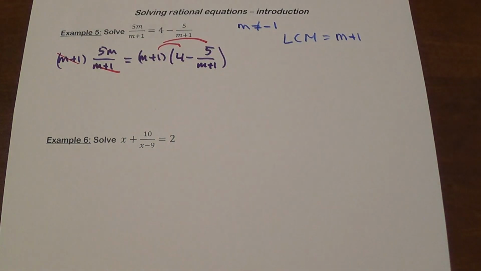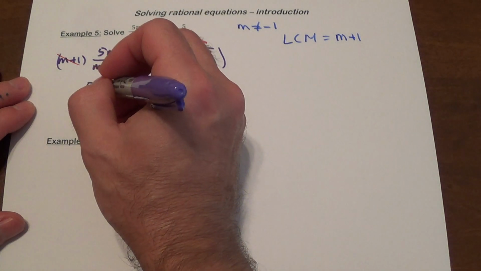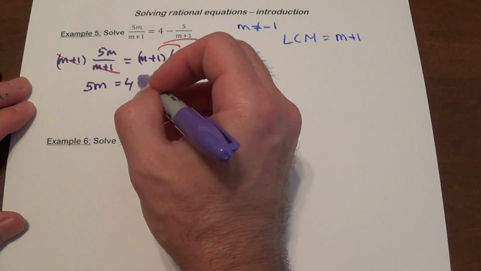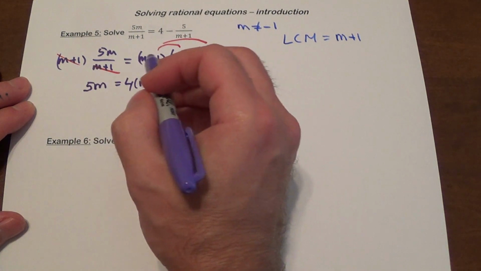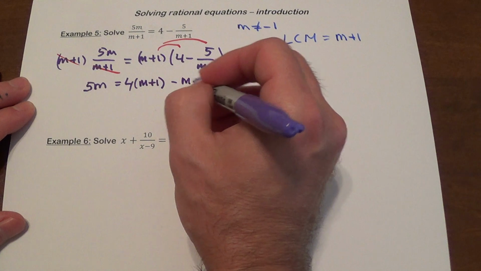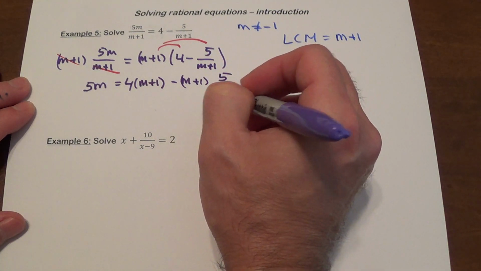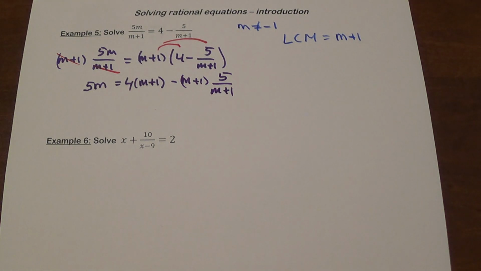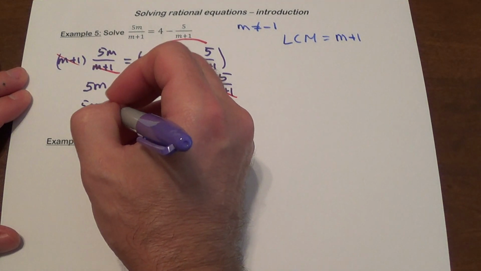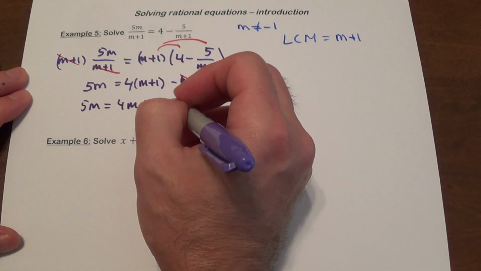The whole idea of multiplying by the least common multiple is to get rid of the denominators. So on this side, we're simply going to have 5m. What do we have on this side? We're going to multiply m plus 1 times 4. So it's 4 times m plus 1. And then we'll multiply m plus 1 times this expression. And here, let me write this out. So here we are also going to see that these two things will cancel, and we're no longer going to have a fraction. So we have 5m equals 4m plus 4 minus 5.